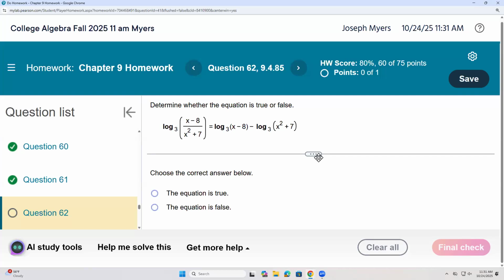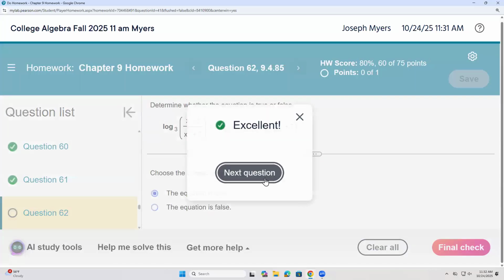So then you'd have x minus 8 on top over x squared plus 7 to the power of positive 1. And all of that would be inside of 1 logarithm. And that's what it says. So this is correct. Right? So that one's true. Good job.